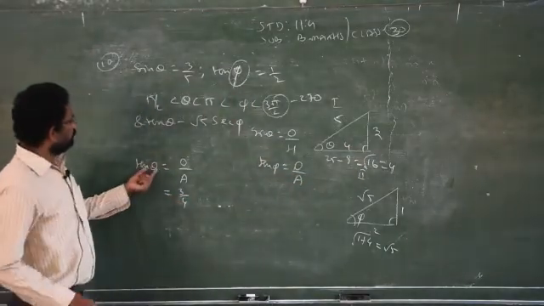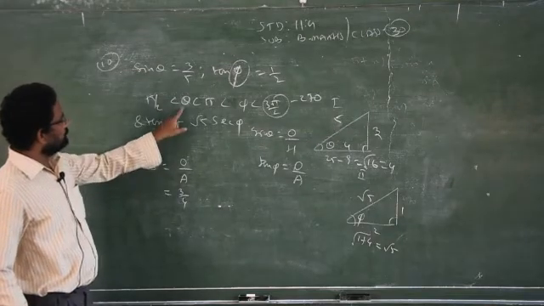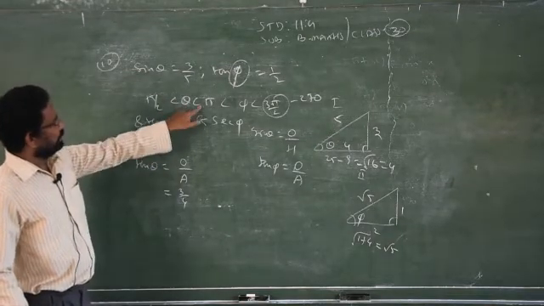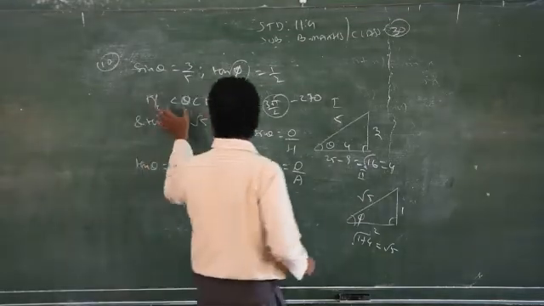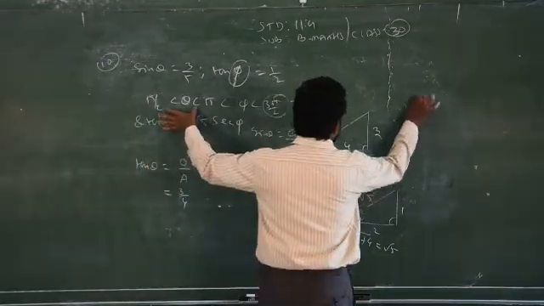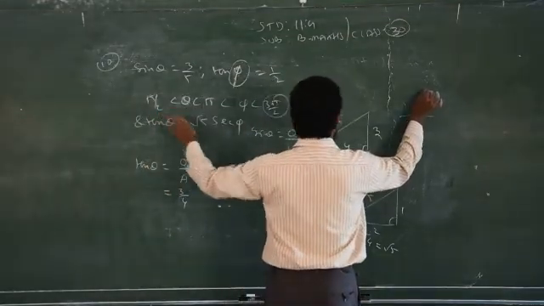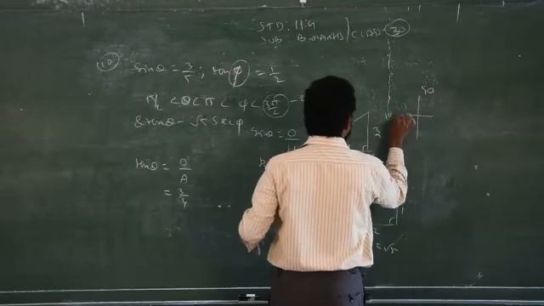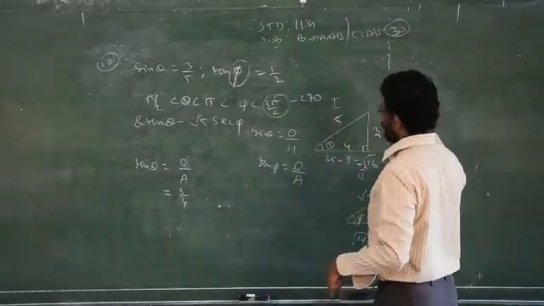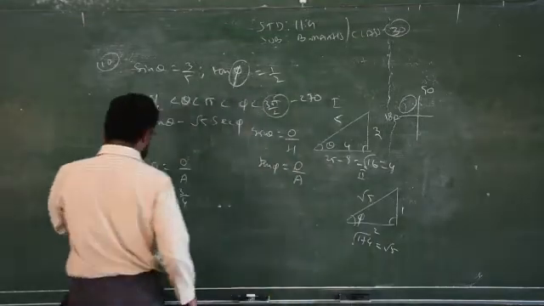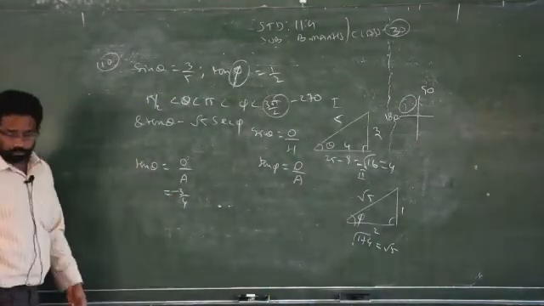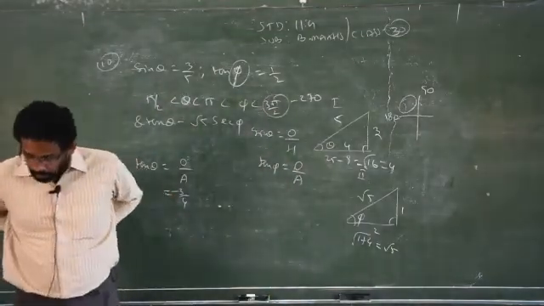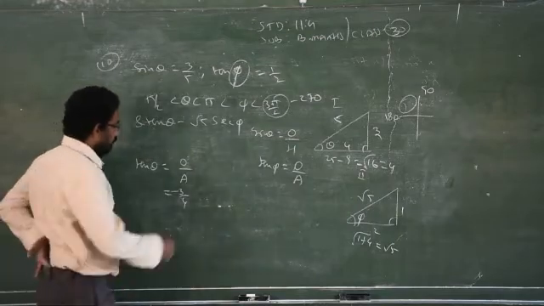The problem is you have to check which quadrant theta lies in. That's very important. Theta lies in which quadrant? Between 90 and 180. Between 90 and 180, which one is positive? Sine is positive. But what is given here? Tan. Therefore you have to write a minus sign. That is very, very important. Clear?